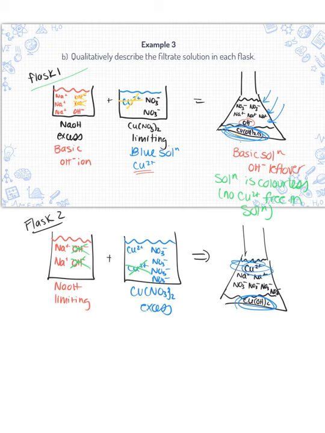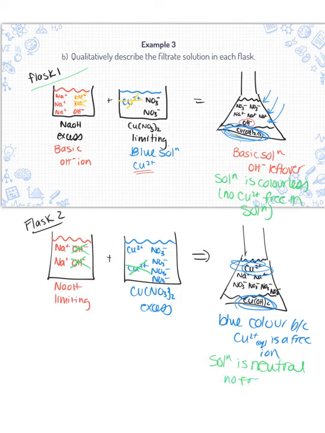So in this solution, I still have copper 2+, and copper 2+ in solution is blue. So this solution will have a blue color because Cu2+ is a free ion. Now, there are no OH- ions, nor are there any H+ ions. Remember, H+ make the solution acidic, OH- make it basic. So this solution is neutral. There are no free OH- ions.